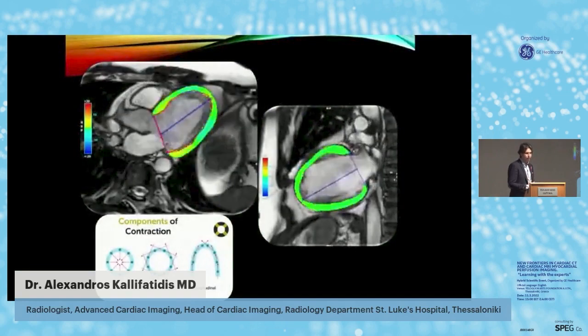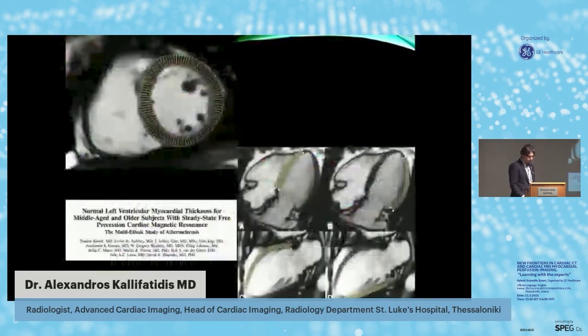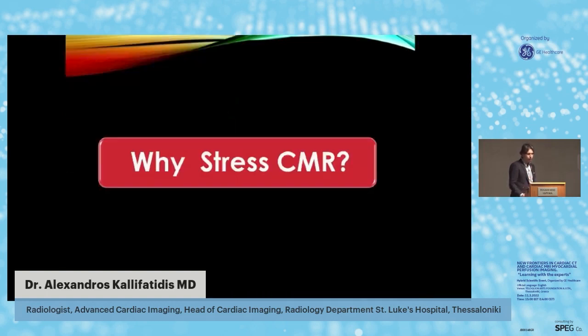Here is a case with an infarction in LAD territory, and we can see these abnormal color values in the anterior wall and in the apex, and also we can calculate the abnormal strain values. Also, we can measure the myocardial thickness in any segment, in any projection with no acoustic window limitation. We can see if we have a thinning or a myocardial hypertrophy, or if it is normal.